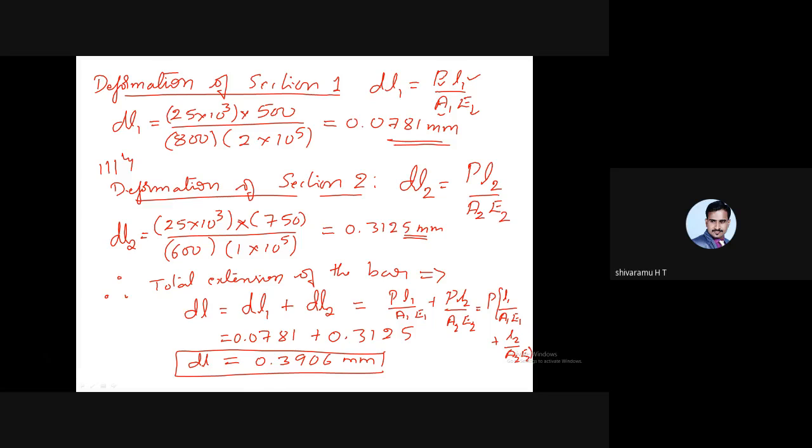So we substitute and find the deformation of section 1, and similarly we find the deformation of portion 2, and at the end the total deformation of the bar is equal to the summation of the deformation of 1 and the deformation of 2. So thank you.